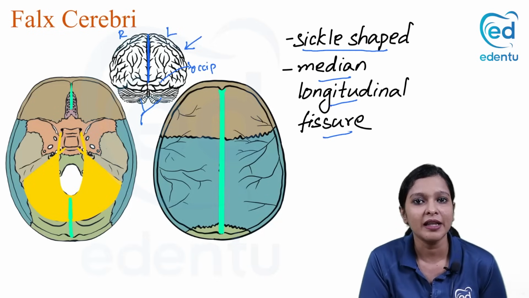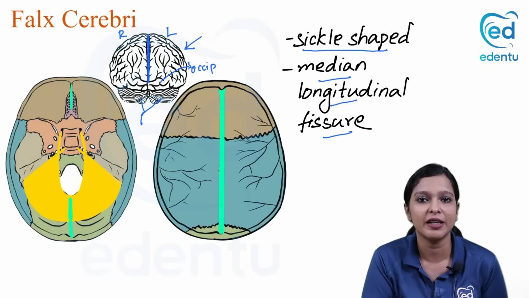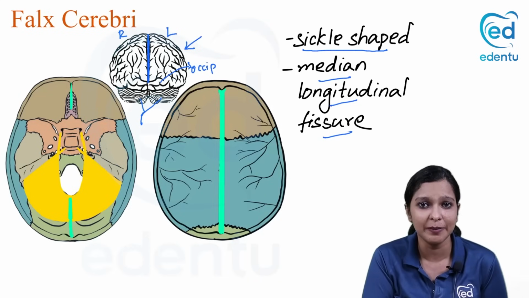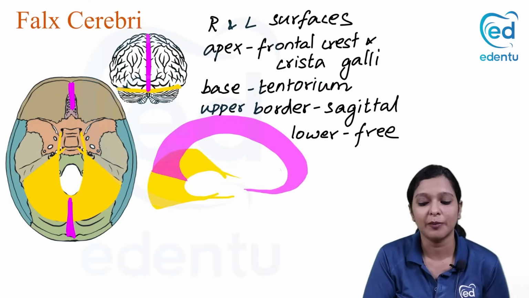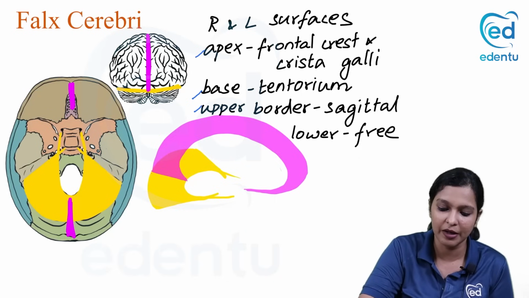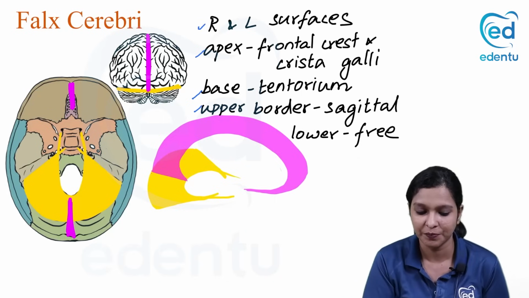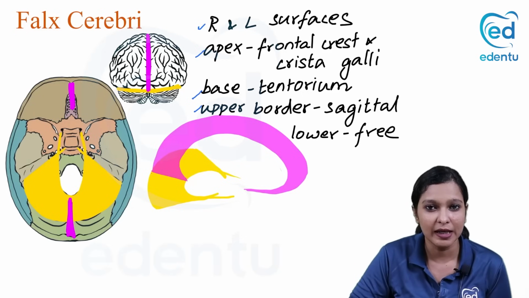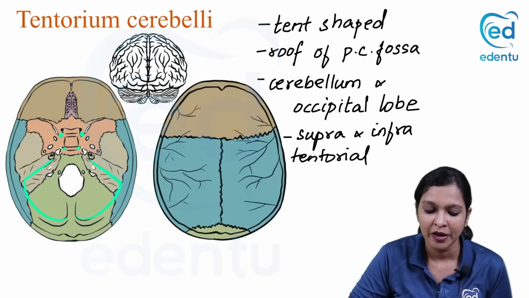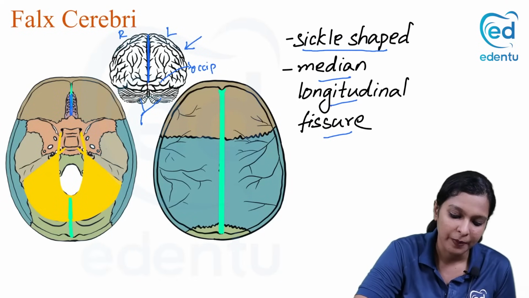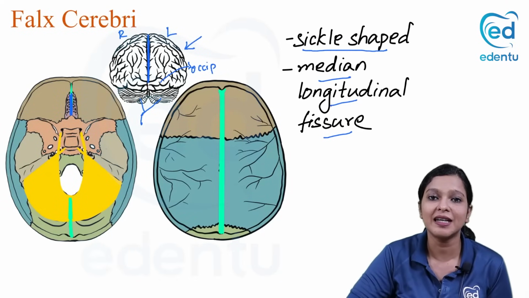I'll repeat again. The falx cerebri is situated in the median longitudinal fissure. Where is this fissure present? In the midline, in the sagittal plane. The next thing is about its parts. It has an apex, a base, two borders, upper and lower, and two surfaces. The apex is attached to the frontal crest and crista galli. Now, where is crista galli present? This region. In what bone is this? That is the ethmoid bone.